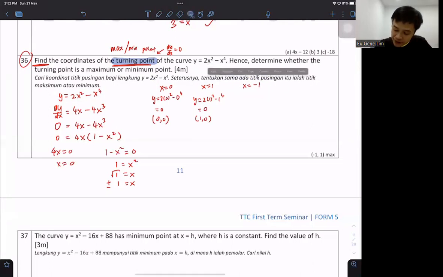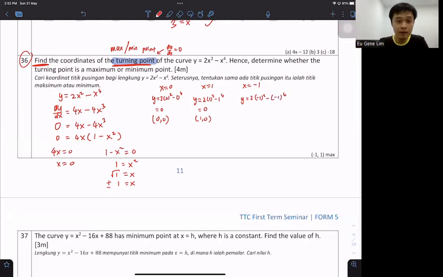If you sub x equals -1 into it, what do you get? Y equals 2 times (-1) squared minus (-1) power 4, which is 1. So the turning point is (-1, 1). Understand? So this question should have 3 turning points, but never mind, just 2.